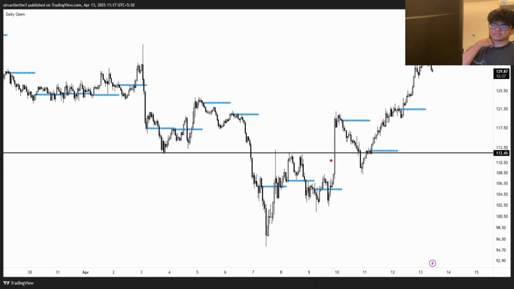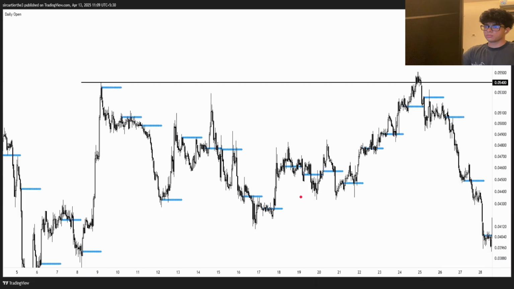I'm just going to emphasize the entries here. So you would enter on the reclaim and then it goes up, right? You put your stop here, enter here, price comes back again, goes up. Exactly. So yeah.